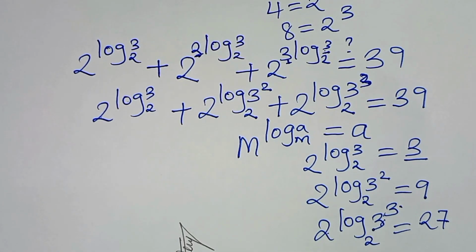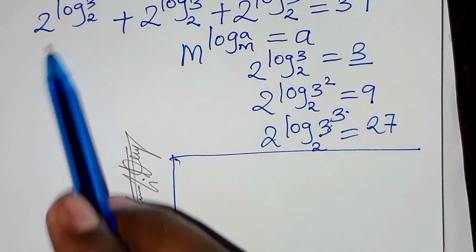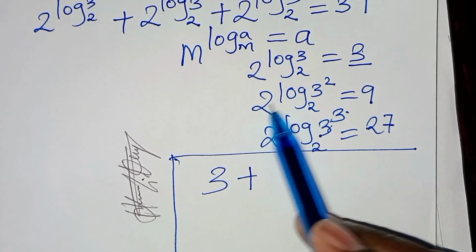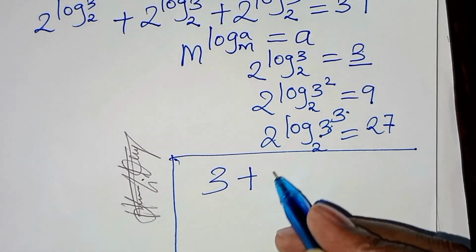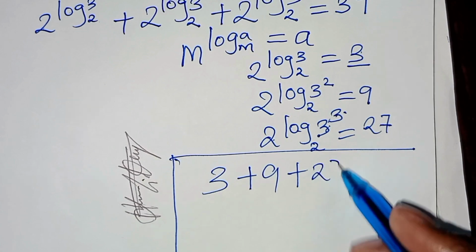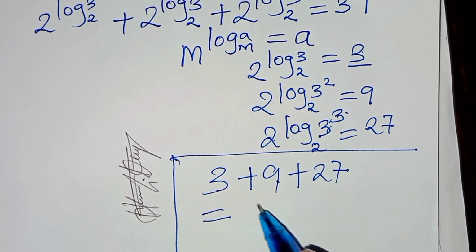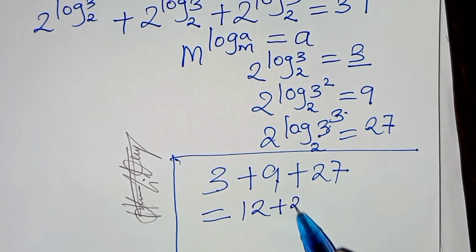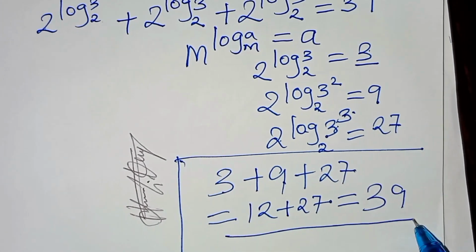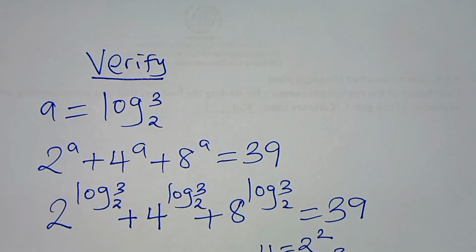So now essentially here, we have that 2 to the power log 3 to base 2 is equal to 3, plus 2 to the power log 3 squared to base 2, which is equal to 9, plus 2 to the power log 3 cubed to base 2, which is equal to 27. And therefore 3 plus 9 is equal to 12. 12 plus 27 is equal to 39. And this proves that the value of a, which is log 3 to base 2, actually satisfies the equation.